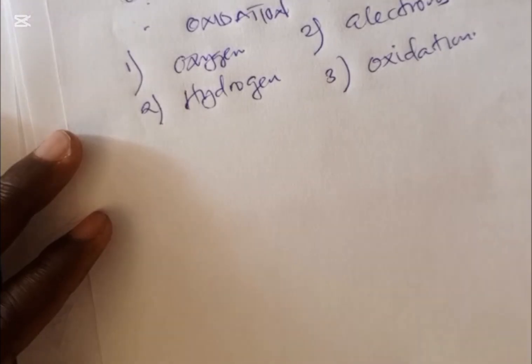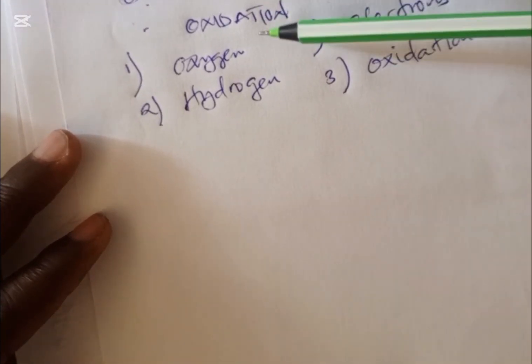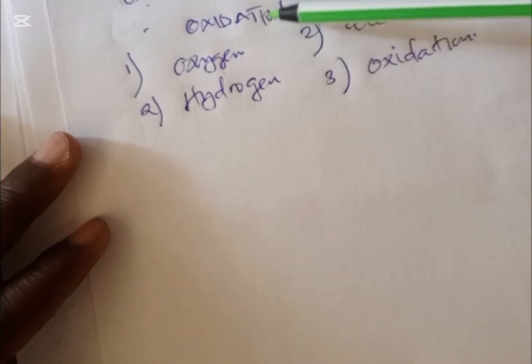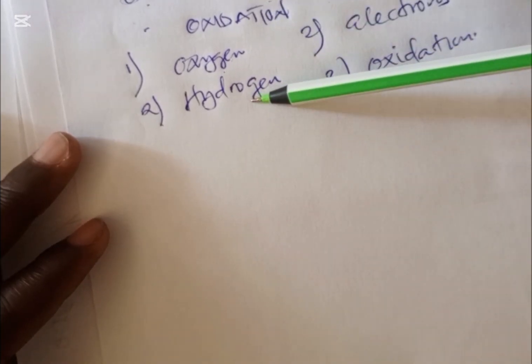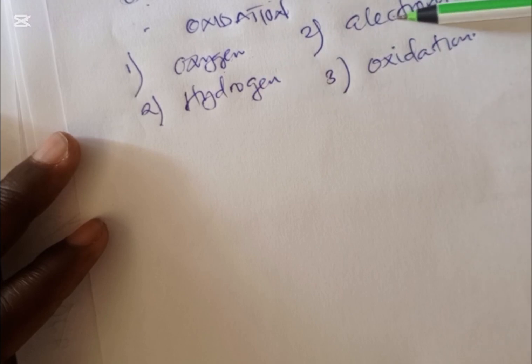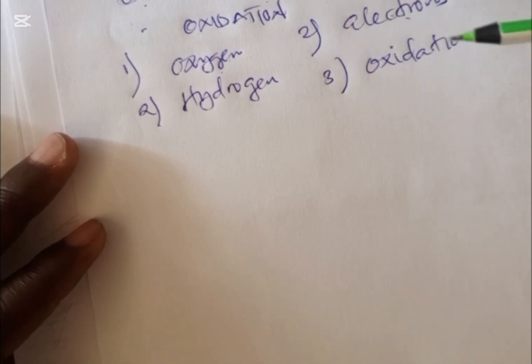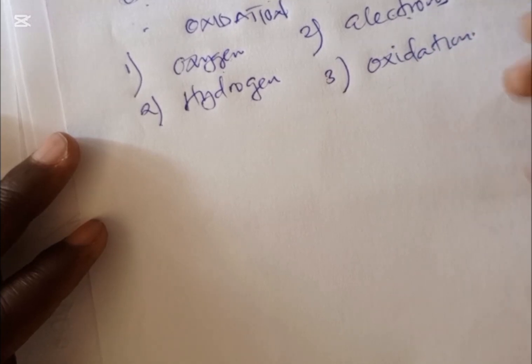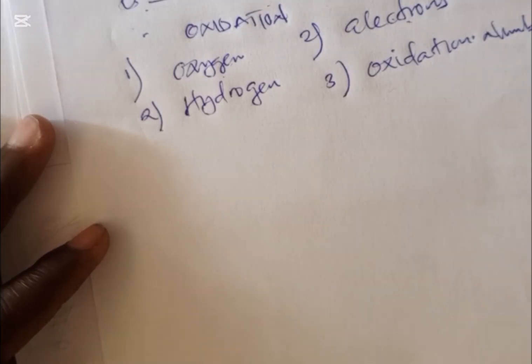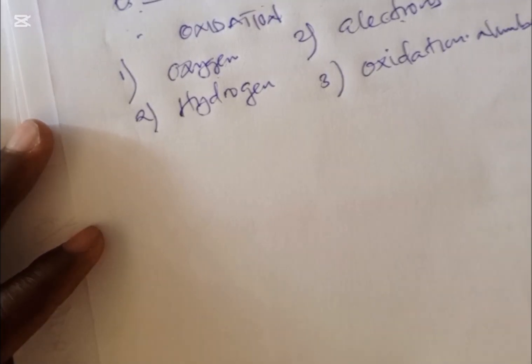Okay, so just a recap. In terms of oxygen, oxidation is simply the addition of oxygen. In terms of hydrogen, it's simply the removal of hydrogen from a substance. In terms of electrons, oxidation is simply the loss of electrons from a substance. In terms of oxidation number, it is simply the increase in the oxidation number. So this is how you define oxidation.